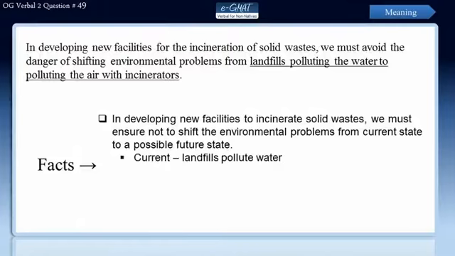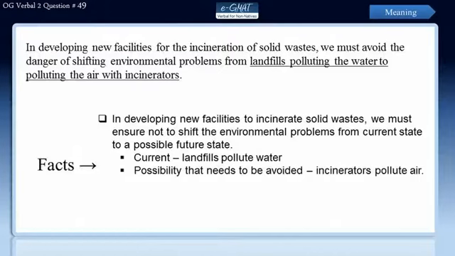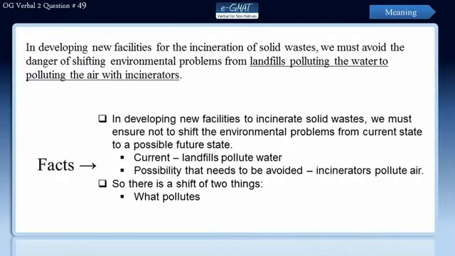So what's the current state? Landfills pollute water. Now what's the possibility that needs to be avoided in the future? Incinerators polluting air. So here we are talking about a shift of two things: what pollutes and what gets polluted.